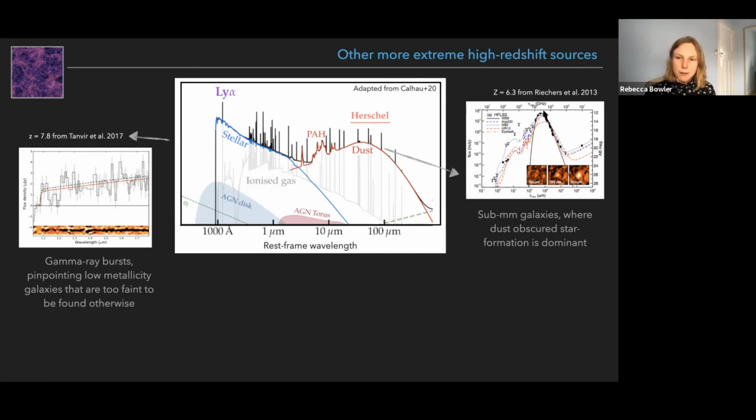And then on the right, I'm just showing you an example of a source that's been selected not based on the rest-frame ultraviolet light, but on the rest-frame far-infrared emission, the dust. If a source is incredibly dusty and very highly star-forming, thousands of solar masses a year, it becomes very, very bright in the far-infrared. In fact, this is a redshift 6.3 galaxy that was found by Herschel in the far-infrared, and you can see here the black body type spectrum. But these are very extreme sources, so they're not really representative of typical galaxies at high redshift.